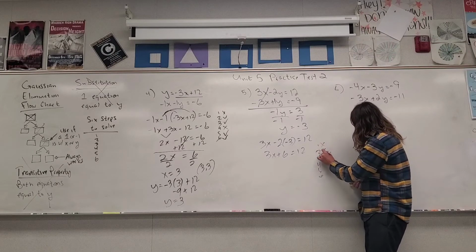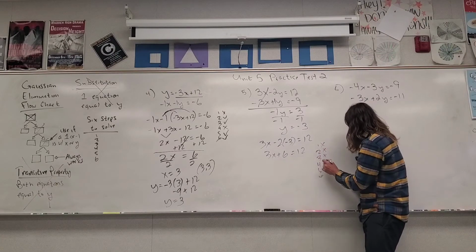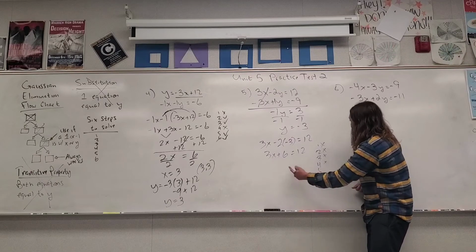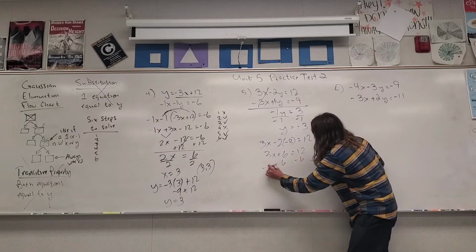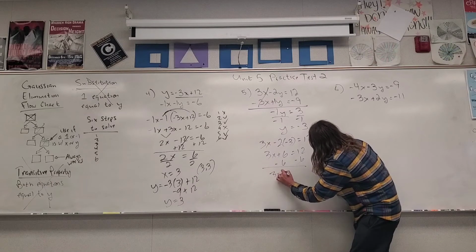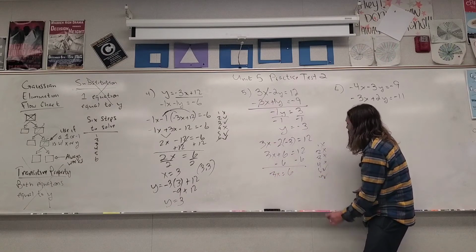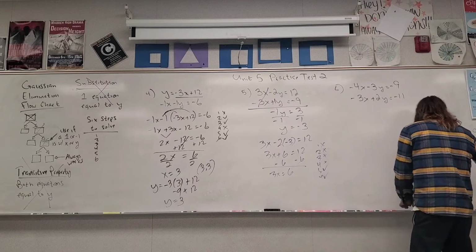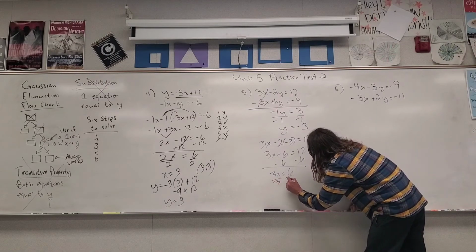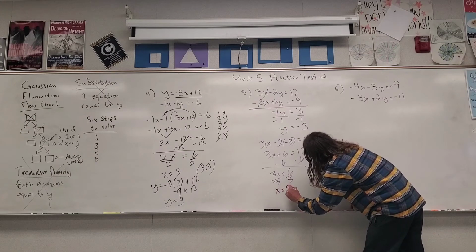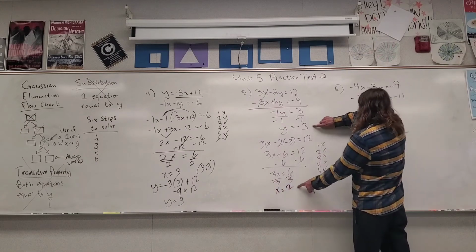No fractions, no distributing. I can't combine like terms. All my x's are on one side, but I can add or subtract away a number. -6 minus 6. 3x equals 6. And I can divide. This marker is getting a little light. And x equals 2. My lines cross at 2, -3.